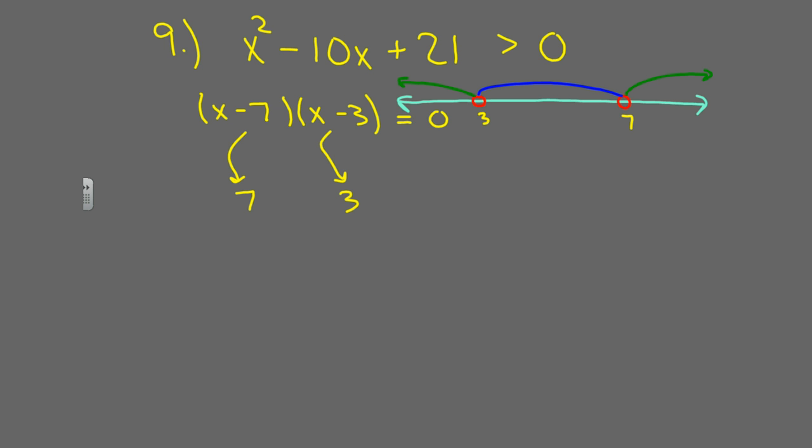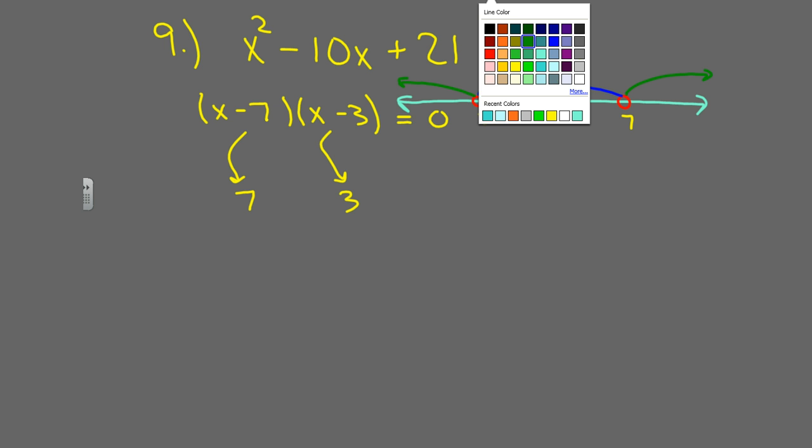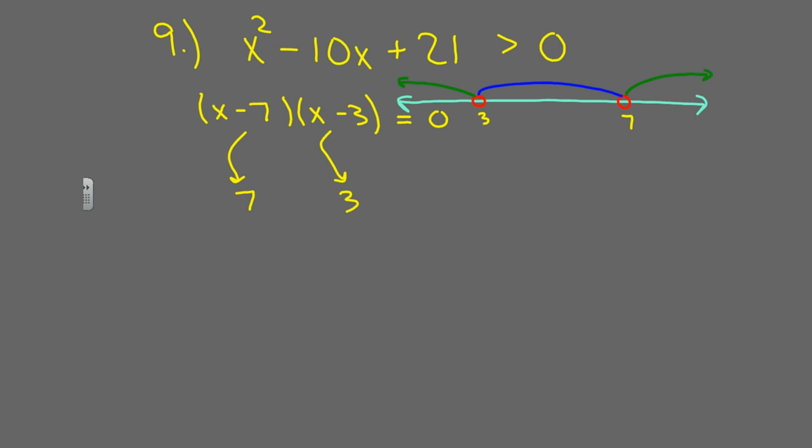So now we do a test point and we test a number, and we test a really easy number. The easiest number to test usually is 0. So if we test x equals 0, I'm going to move some of this around here.